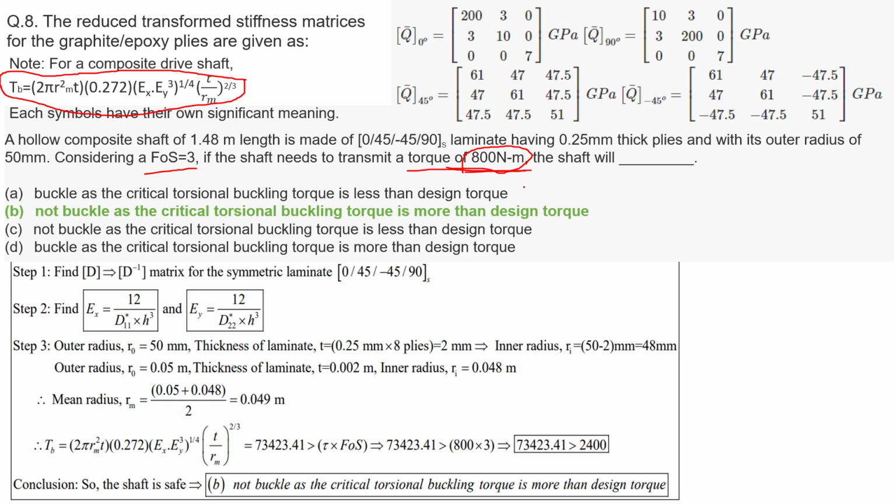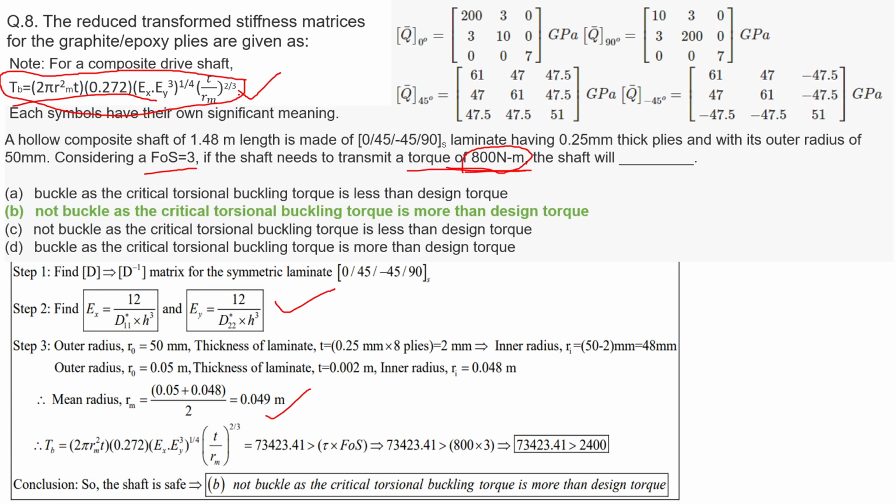Next is to find the critical torque. So for the critical torque, from this equation you see the values you need are Rm, Ex and Ey. Ex and Ey values we got from these equations, for which we need the D matrix, and the Rm value is the mean radius, which is equal to the outer radius plus inner radius divided by 2. So you got the Rm value. Put the values of Rm, Ex and Ey in this equation, and from that you will get the critical torsion buckling torque.